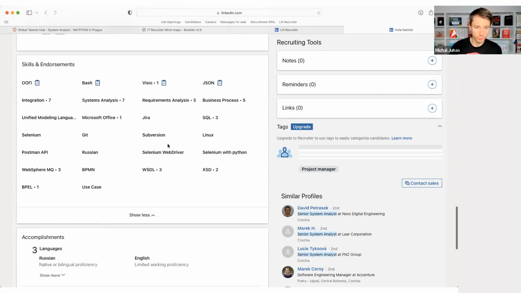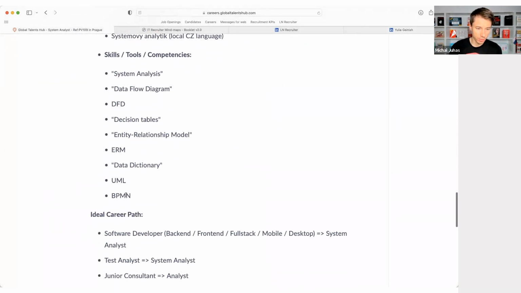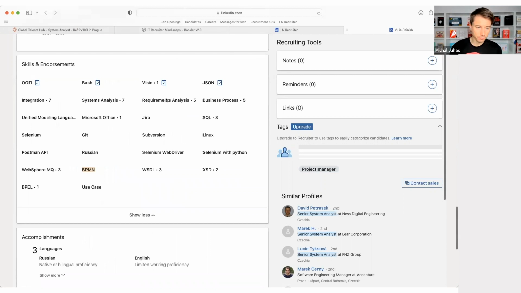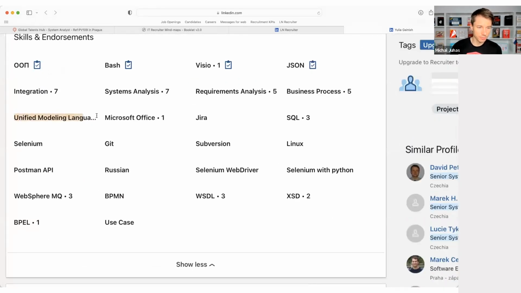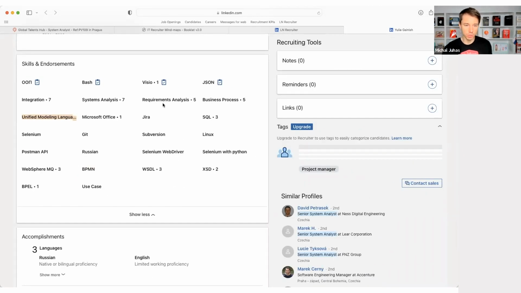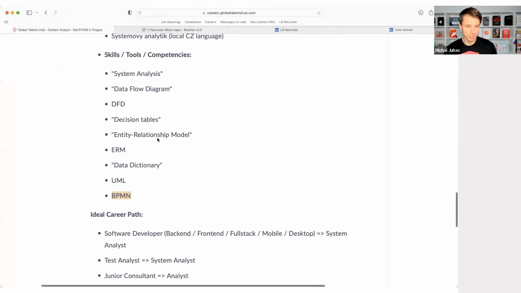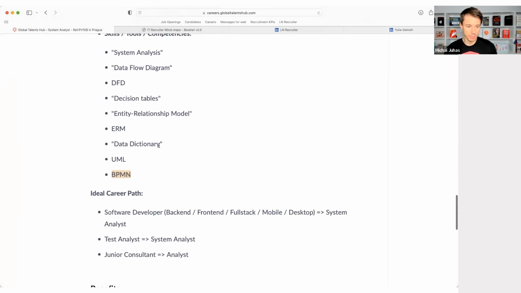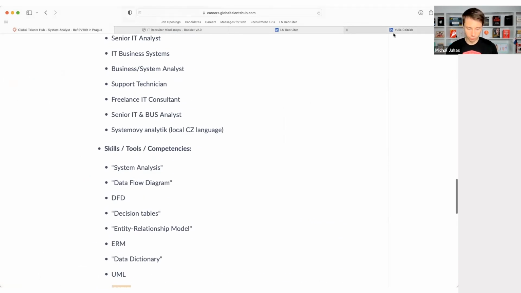Okay, what are some of the keywords? BPMN, yeah, that's business process modeling. I think I also have it here. Yeah, BPMN. UML, Unified Modeling Language. So these are some of the keywords that we can start using, or for example, requirements analysis. This is good. Do I have it on the list? Requirements analysis? Not really. You see, like this would be a great keyword.